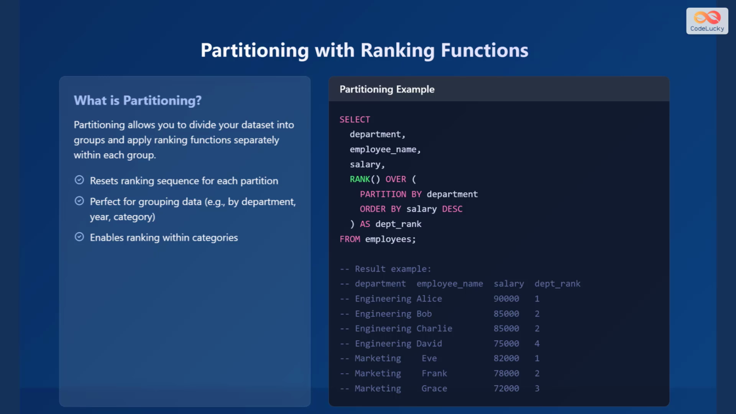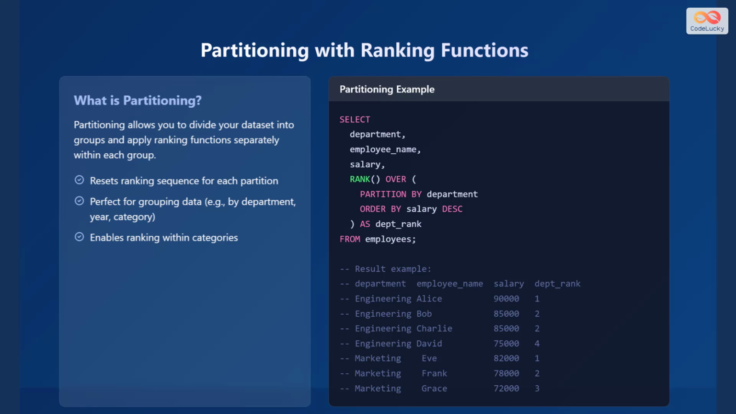Here is a partitioning example. Select department, employee name, salary, and use the rank function over partition by department order by salary in descending order as department rank from employees. As a result, you get department, employee name, salary, and department rank.